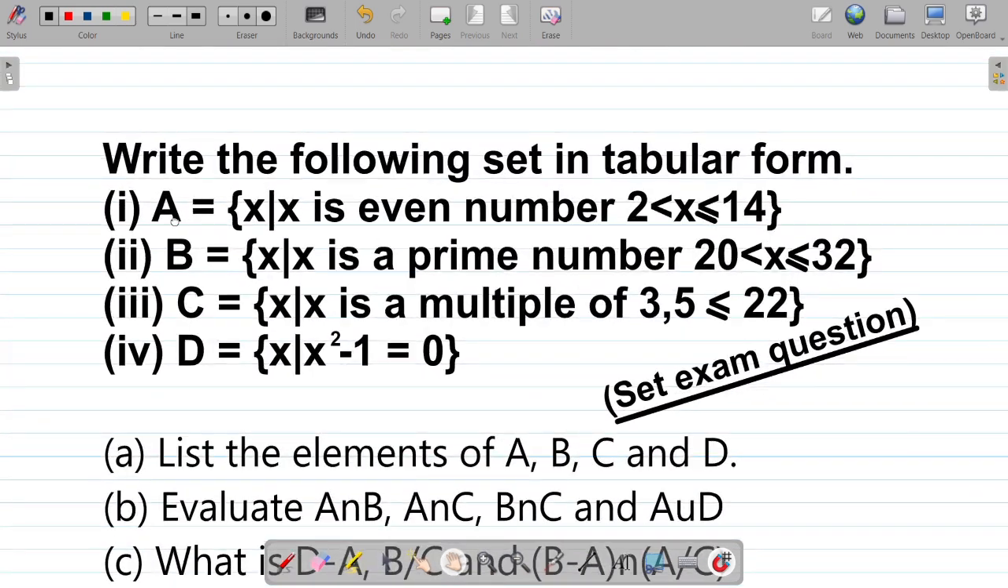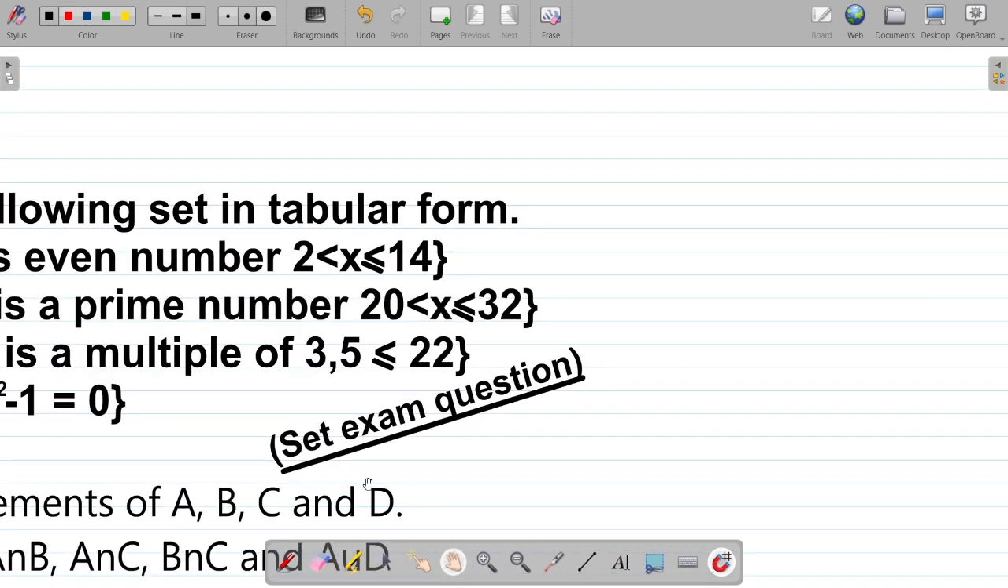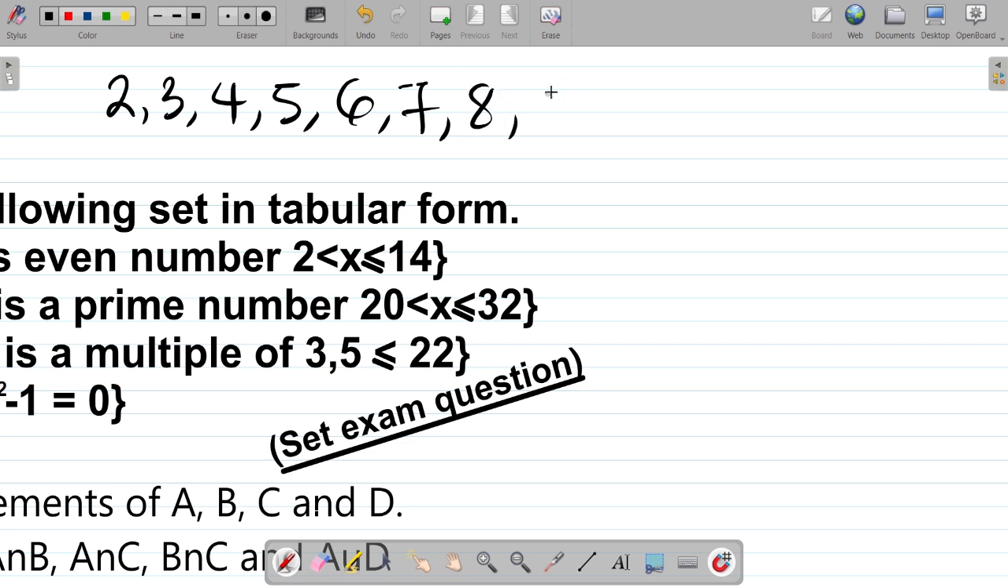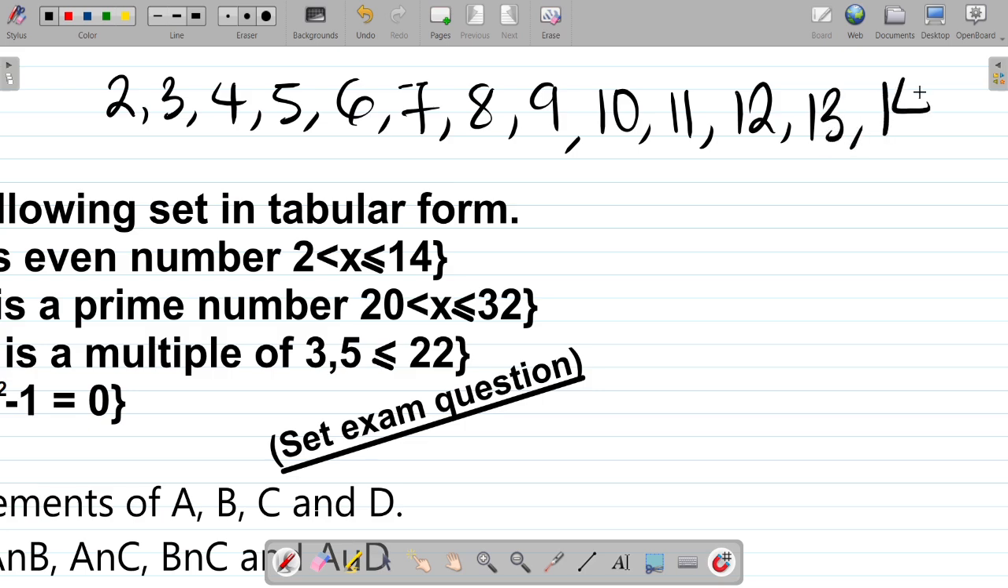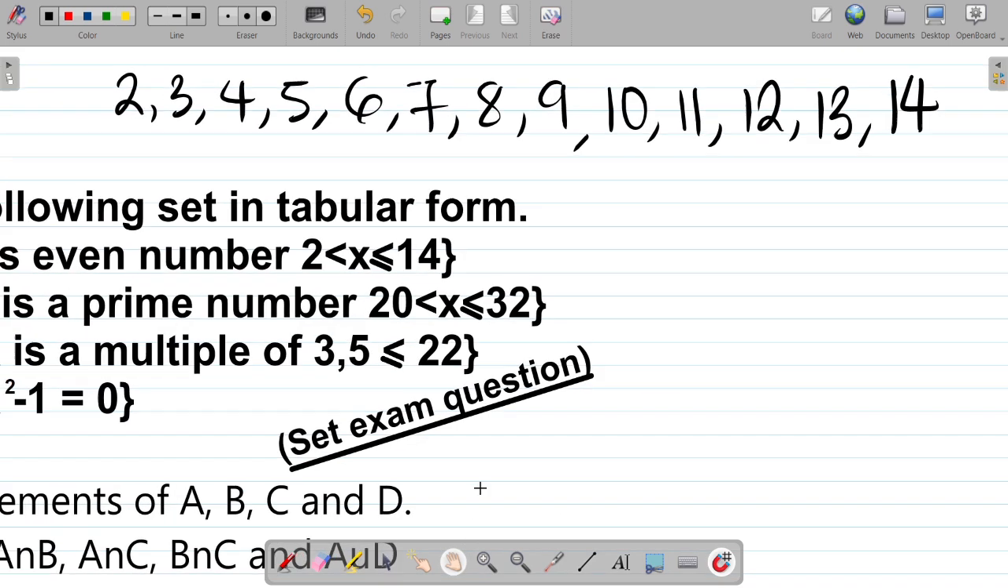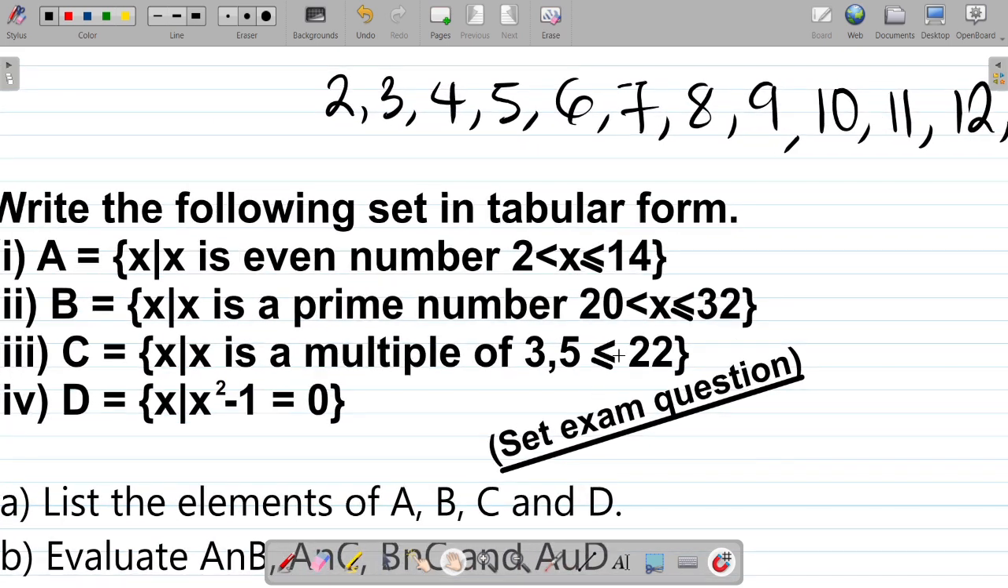Now A says that A is equal to X such that X is an even number and 2 is less than X is less than or equal to 14. So our first step would be to write out all the numbers from 2 to 14. That becomes 2, 3, 4, 5, 6, 7, 8, 9, 10, 11, 12, 13, 14. So these are the numbers from 2 to 14.